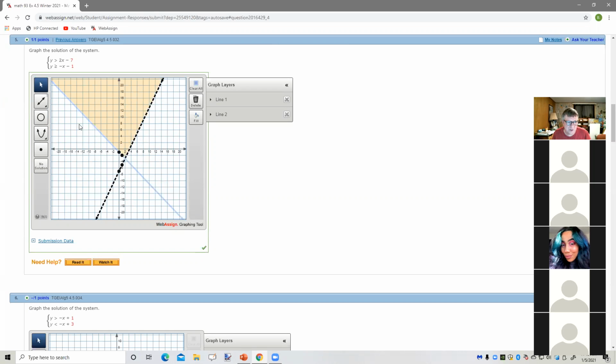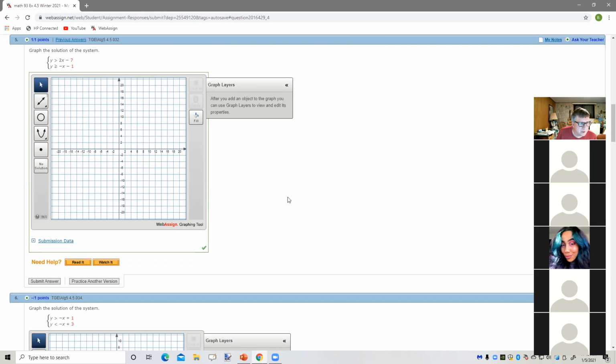Now, in the case of a solid line, I could have gotten away with it. But let's not focus on what we can get away with. Let's focus on doing it right in the first place. So you've got to use this one to graph this situation. All right. Any questions about that?